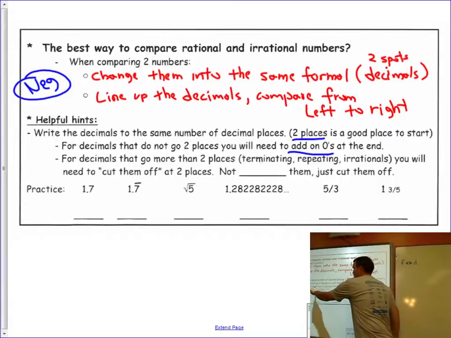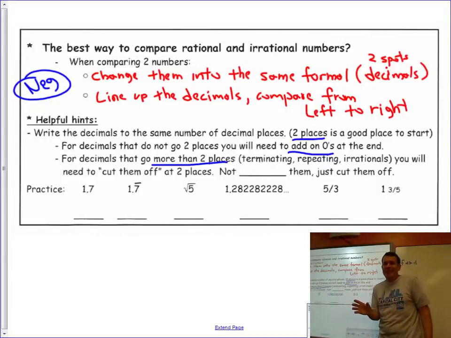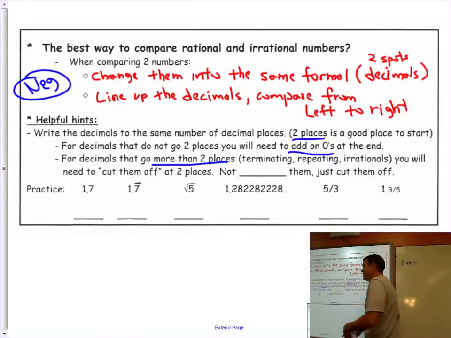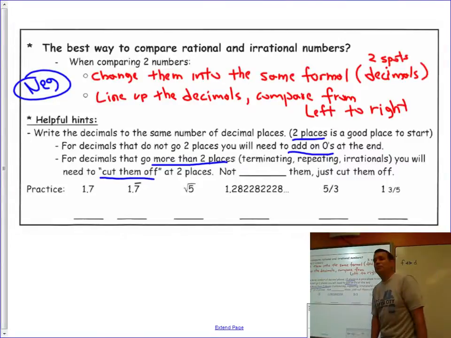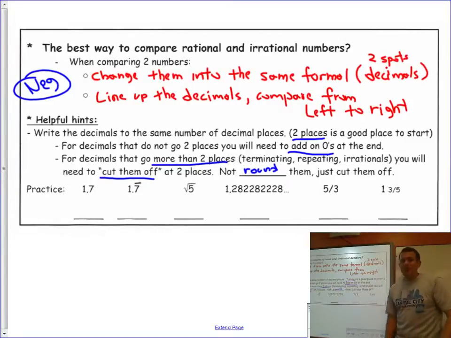For decimals that go more than 2 places, like ones that are terminating but have 3 or 4 spots, or repeating decimals that go on, or irrationals, which are decimals that are non-terminating, you will have to cut them off at 2 places. Notice I said cut them off, not round them. When you round a decimal, you change its value. We don't want to change its value. So we're just going to cut off the decimal if it goes more than 2 spots.